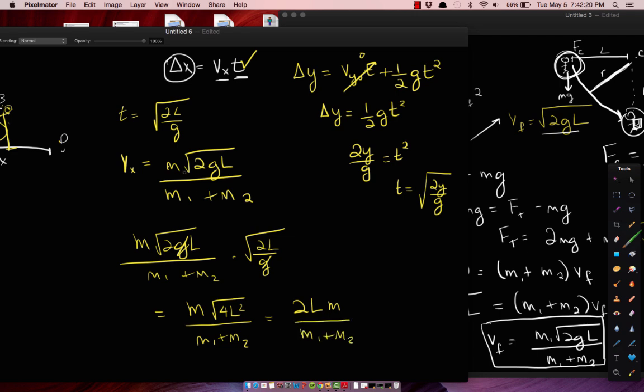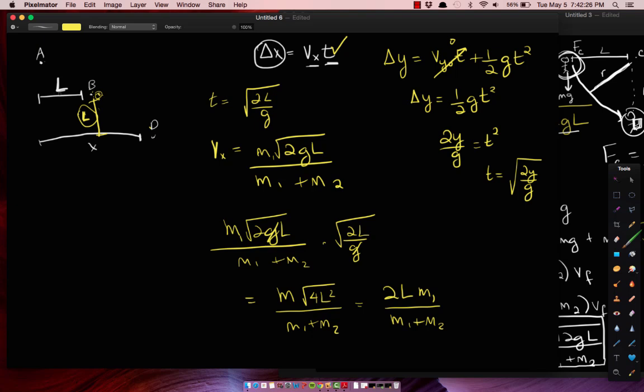Oh, remember that this is m1, by the way. I'm sorry. I should keep my subscripts. And then, not forgetting that we have to take into account this distance because they want the full distance from A to D, we simply add L. And that's our answer. Thank you all for listening. That's the end of the problem.